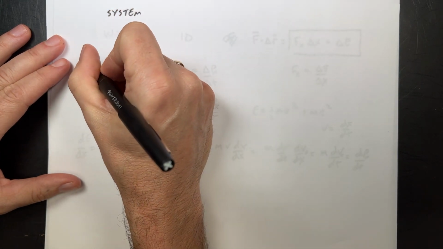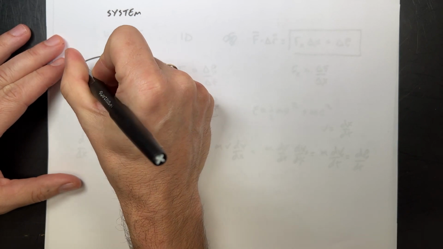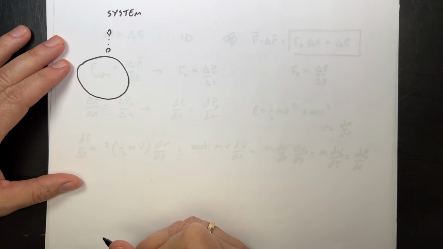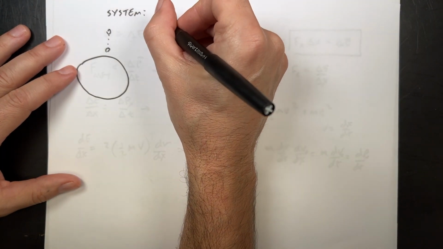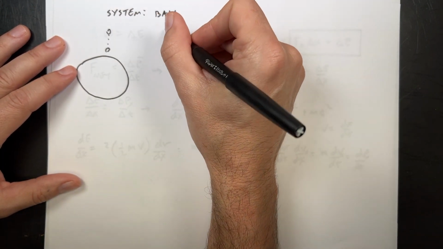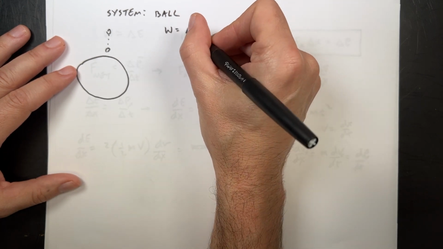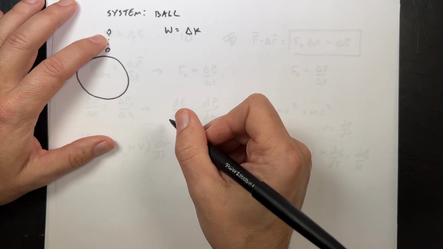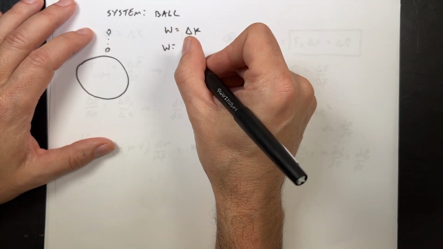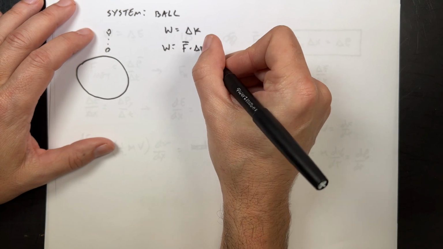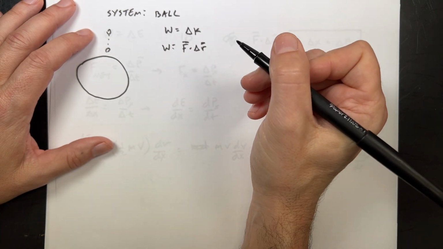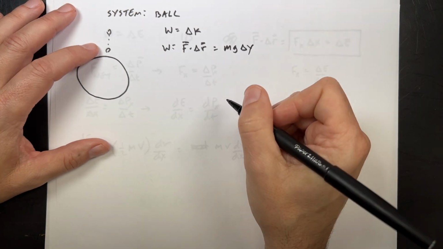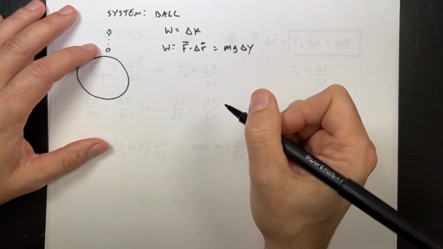Let's suppose that I have the Earth and a ball, and the ball's falling down there. So let's consider the system of the ball. If I use the work energy principle, I can say work is the change in kinetic energy, and I could calculate the work as F dot delta r, and we've done this, right? It's going to be equal to mg delta y. That's my work done by gravity.